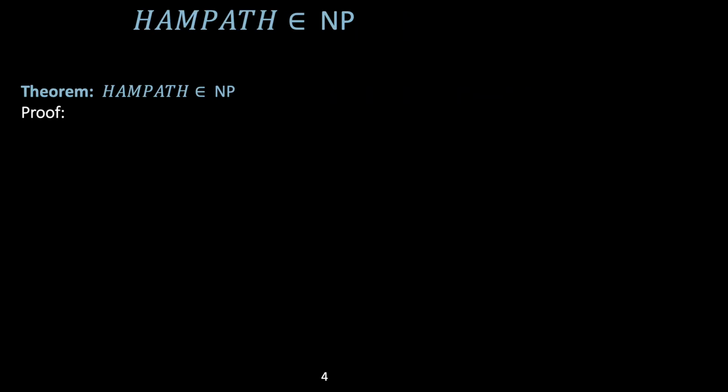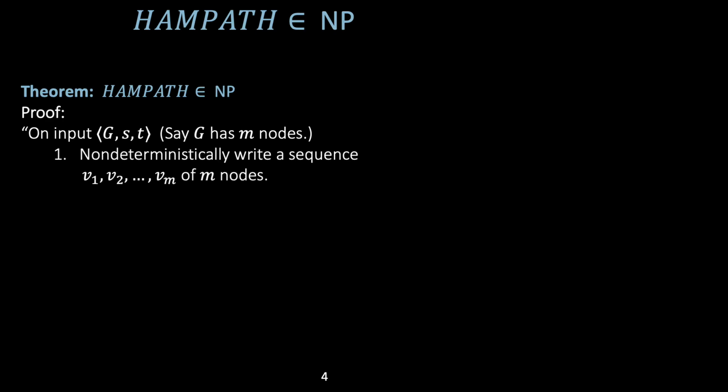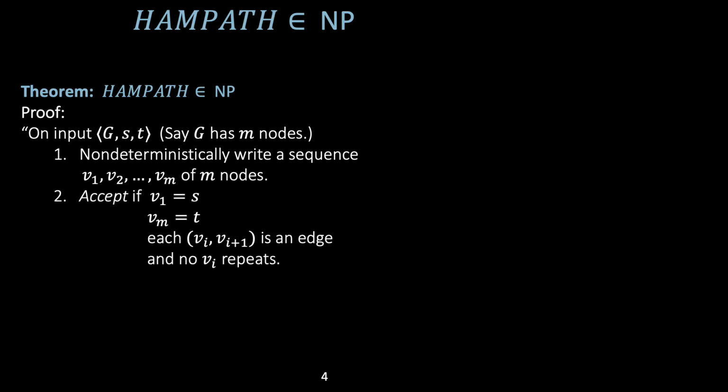Let's talk about Ham path. Ham path is in NP. Remember that the input of Ham path is going to be a graph and a start node and an end node, s and t. We're going to say that we want a sequence of the nodes, so v1 through vm, where v1 is the start node and vm is the target or end node.